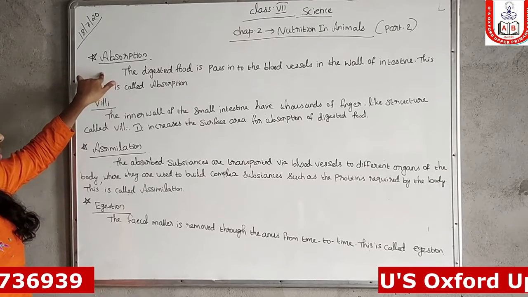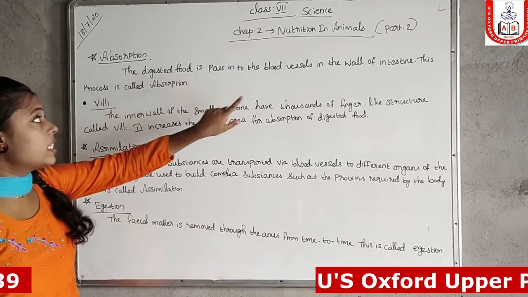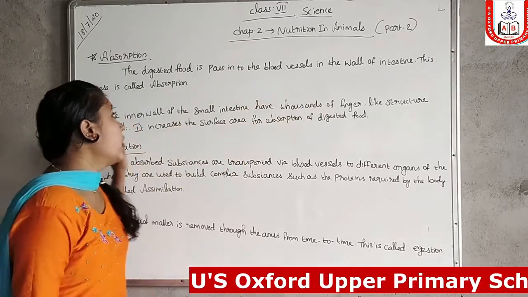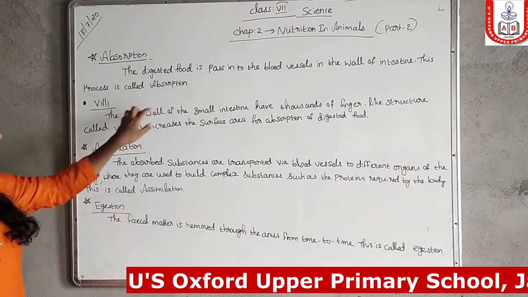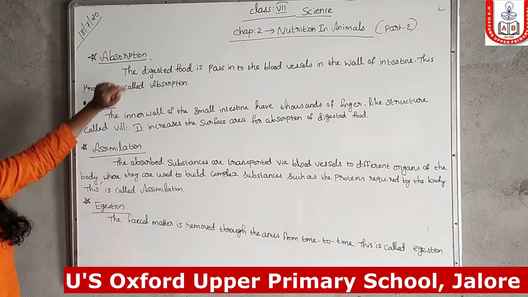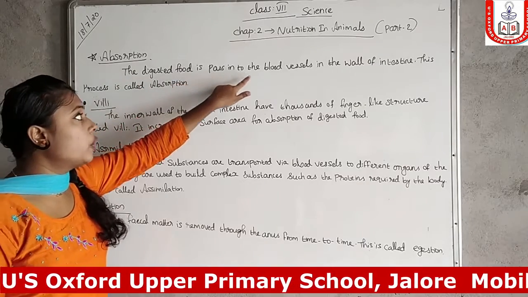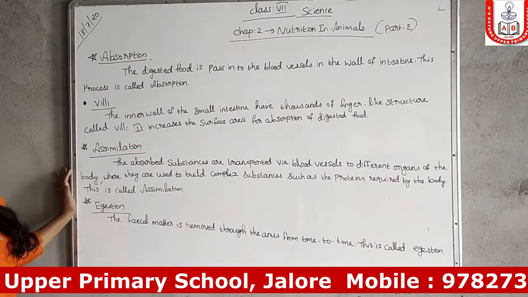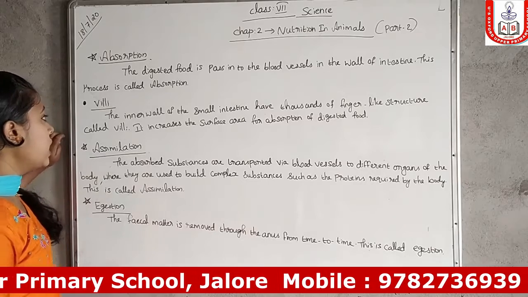First one, absorption. The digested food is passed into the blood vessels in the wall of the intestine. This process is called absorption.